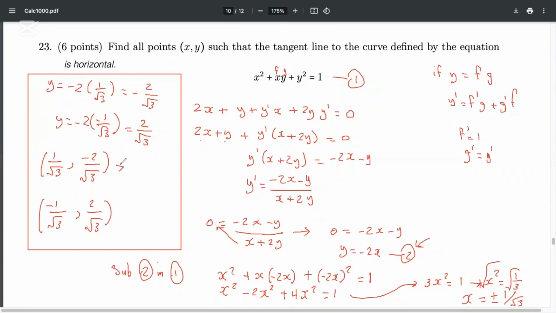You want to rationalize the denominator. This is just going to be root 3 over 3 and negative 2 root 3 over 3. And the same thing here. That's going to be negative root 3 over 3. And that's going to be 2 root 3 over 3. And that's it. We found the points where the tangent line is horizontal using implicit differentiation.